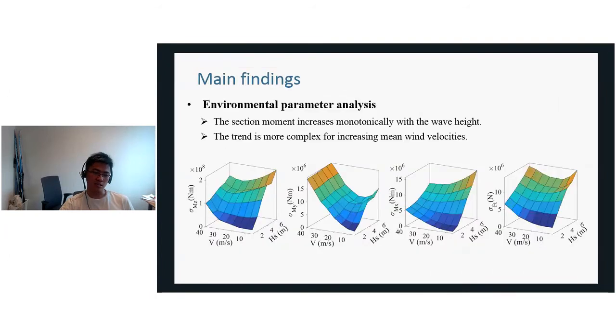And here we show the standard deviation of the section forces on the girder at different wave heights and different mean wind velocities. The section moment increases monotonically with the wave height, but the variation of the section forces with mean wind velocity is a little different. You can see that in some cases with very large wave height, the section forces first decrease when the wind velocity increases. This is due to the aerodynamic damping, which also increases with mean wind velocity.